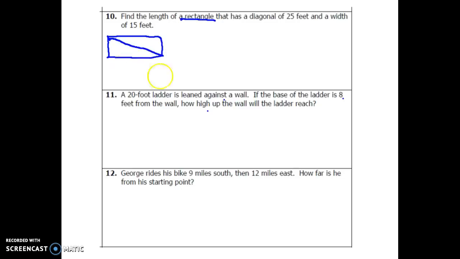It has a diagonal of 25 feet, and then it has a width of 15. So we know the hypotenuse and we know one of the legs. We're going to try to find the length. So we're looking for our length, which is the variable here. So that's our right angle. So we're going to plug in x squared plus 15 squared is equal to 25 squared.